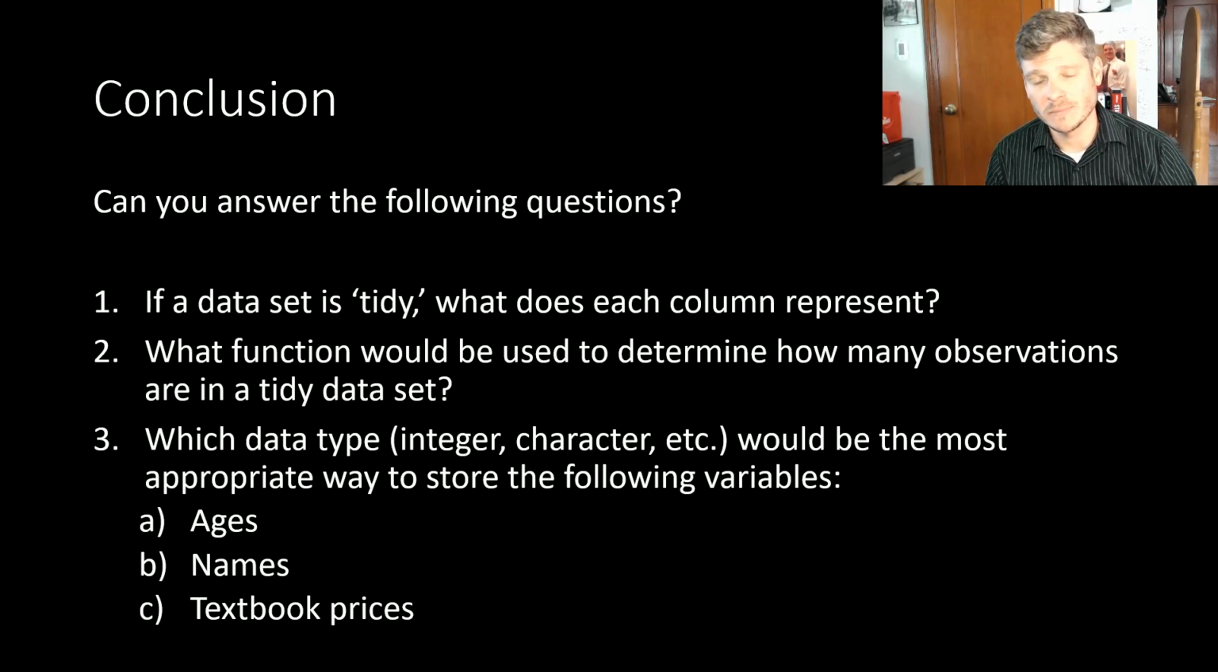And lastly, what type of data, an integer, a character, etc., would be the most appropriate way to store the following variables? So what about ages? If you're storing the age someone is, how many years they've been alive, which would be the most sensible way to store that? What about names? What would be the most sensible way to store names? Would it be a logical or a double or a character? Which would probably not be a logical. And what about textbook prices? Would we store textbook prices the same way as I stored people's ages? Why do you think so?